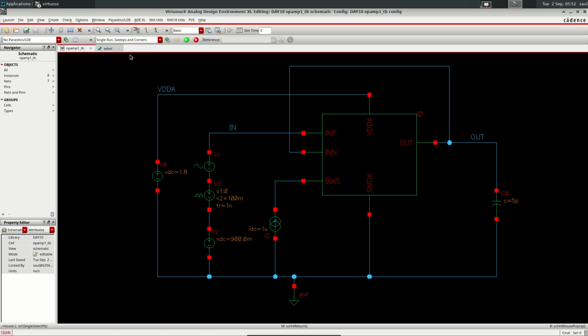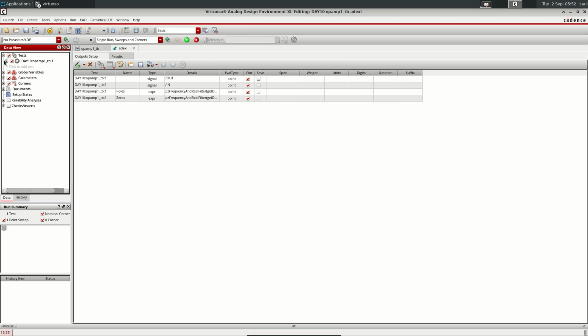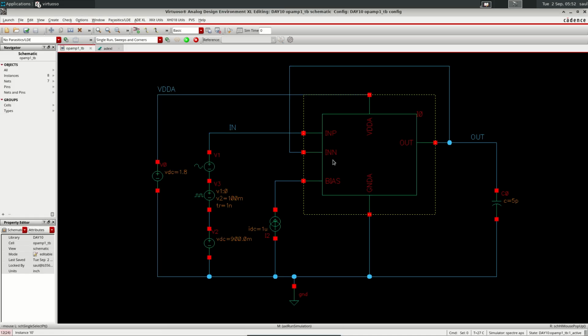Okay, some simulation results. Let's see here. I'm going to simulate DC operating point, transient, pole-zero and the AC simulation. So we run the final test before we move to the layout of the op-amp. Now this op-amp is connected as a buffer. You can see it is just a negative feedback connection, output to negative input, so it works as a buffer, and it is driving a 5 picofarad load.